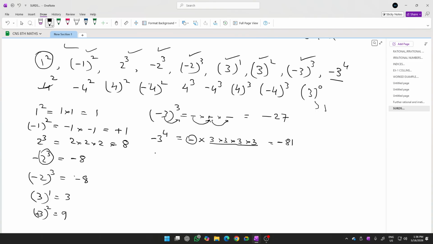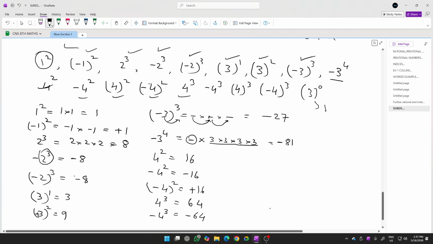Now let us do this. 4 squared will be 16. Minus 4 squared, it will be minus 16. Minus 4 the whole squared, it will be plus 16. Then 4 cube, it will be 4 into 4 into 4, 64. Okay. All this I have done. And then minus 4 cube. Okay, this will be 4 cube is 64 and there's a minus sign without bracket. It will be minus 64.